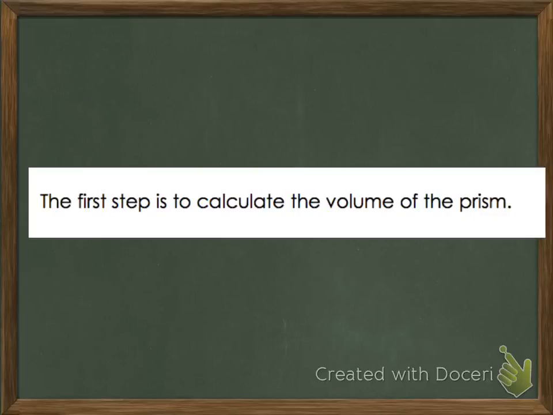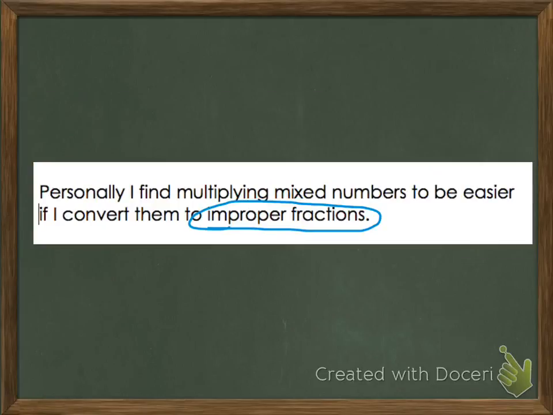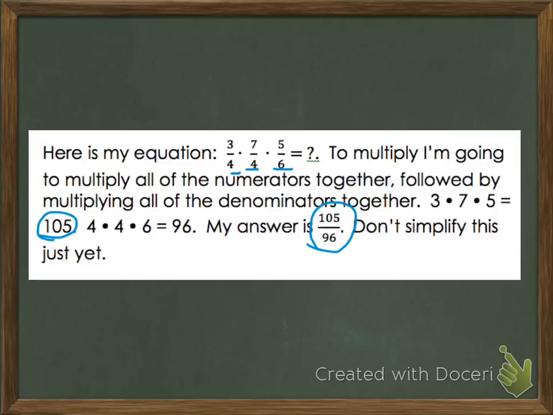The first step is to calculate the volume of the prism. Let's look at the measurements again. 3/4 times 1 3/4 times 5/6. When you multiply fractions, there is no need for common denominators and finding equivalent fractions, so you can skip this step. Personally, I find multiplying mixed numbers to be easier if I convert them to improper fractions.